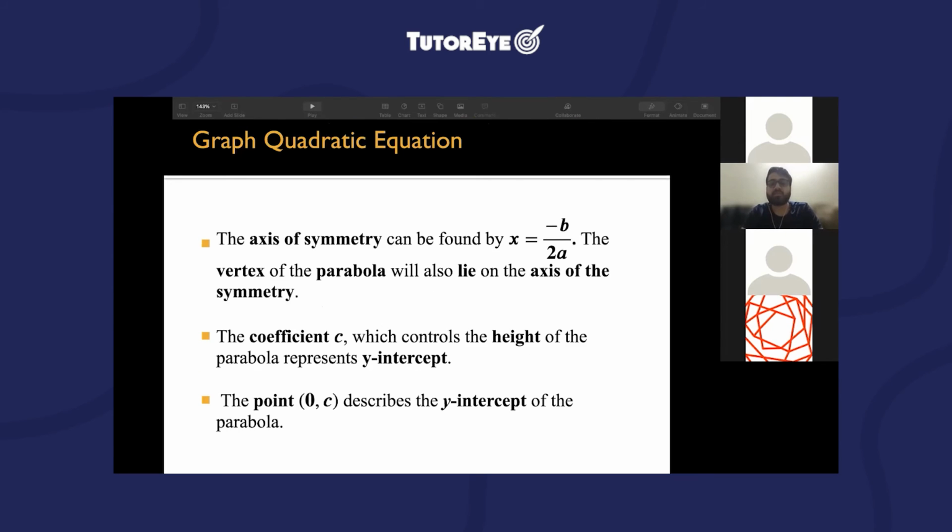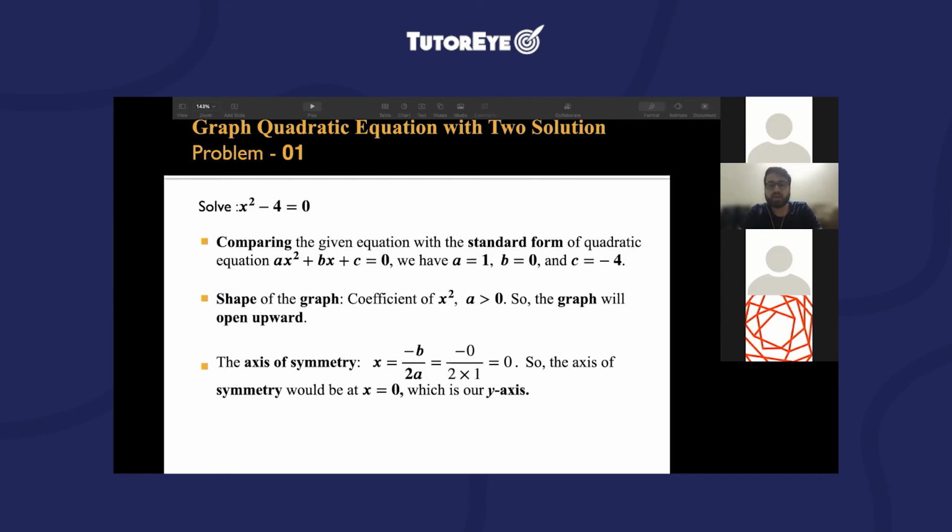Now to find the axis of symmetry: the axis of symmetry was given by x equals minus b upon 2a, and here b is 0 and a is 1. Putting everything into the equation, we get x equals minus 0 upon 2 into 1, which is equal to 0. This means the axis of symmetry would be at x equals 0, and x equals 0 is the line which is the y-axis itself, right? So the axis of symmetry will be the y-axis.